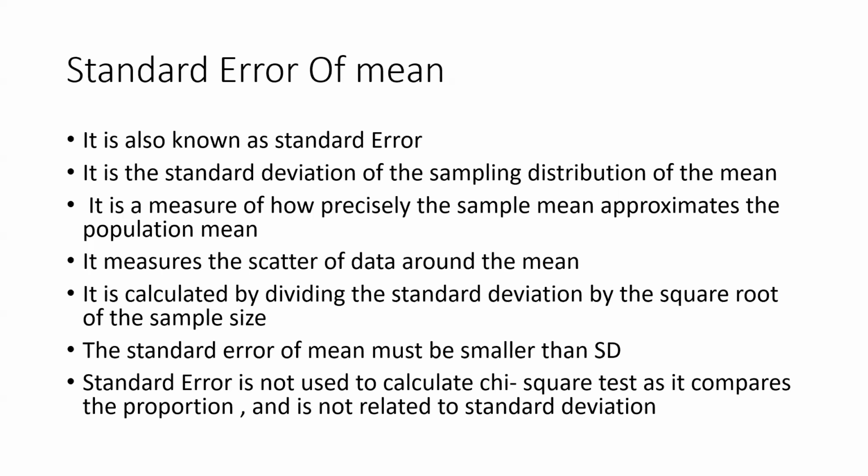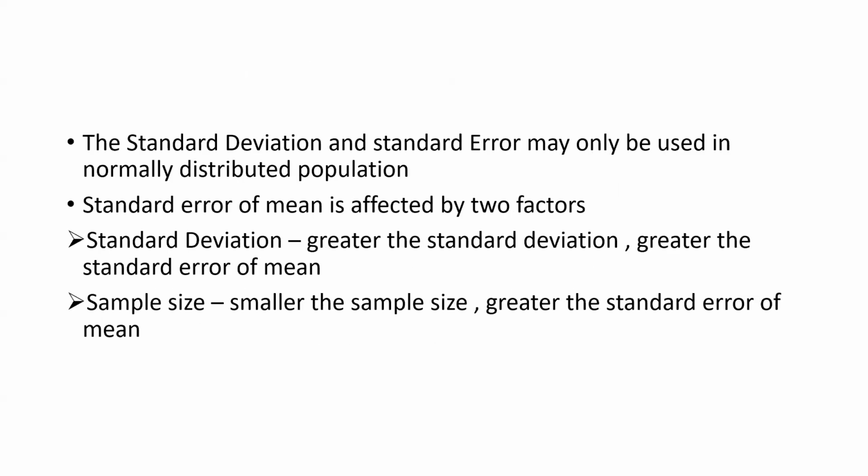The standard error of the mean must be equal to the standard deviation. Standard error is not used to calculate the chi-square test as it compares the population and it is not related to the standard deviation. Standard deviation and standard error may only be used in a normally distributed population.